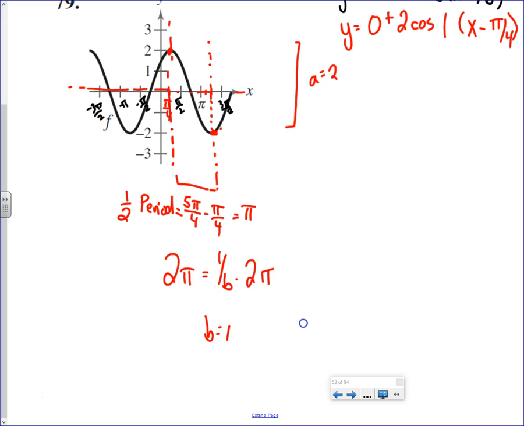Because remember, our cosine would have to be continuing on. Good job, Ryan. I need double that in order to get to the entire period. So I found halfway to be pi, so the whole thing would be 2 pi. And nothing got changed then. A normal period is 2 pi, so there was no horizontal dilation. So at the end of the day, I can say y is equal to 2 cosine of x minus pi over 4.